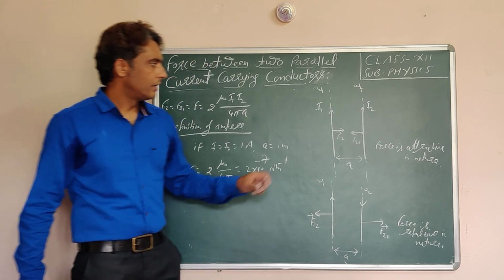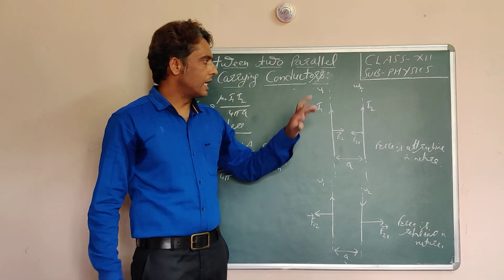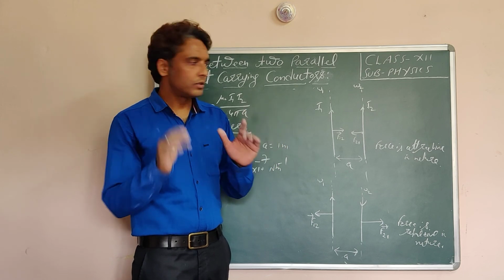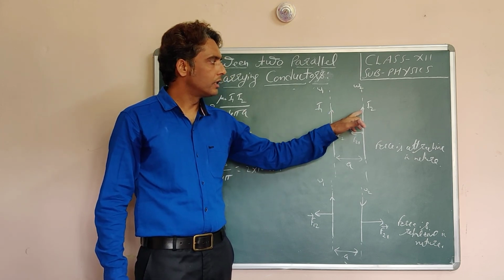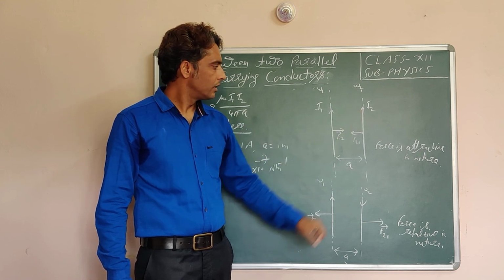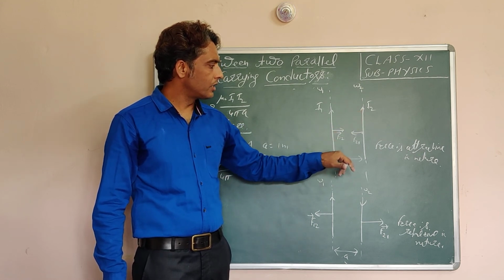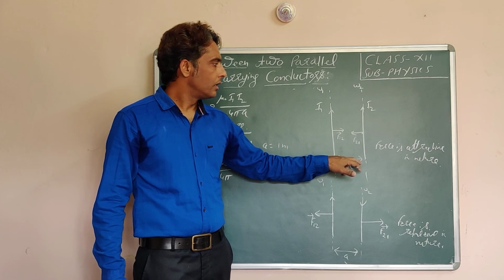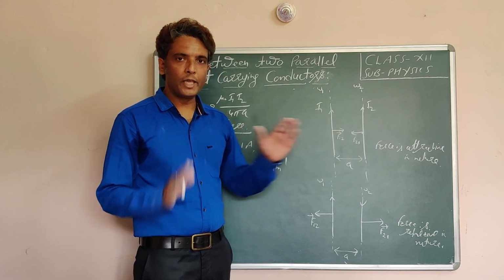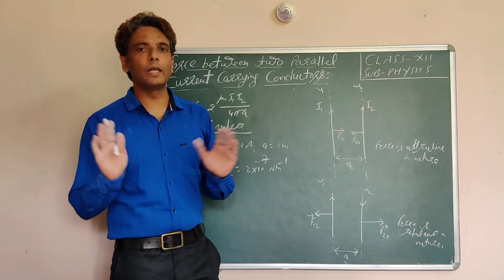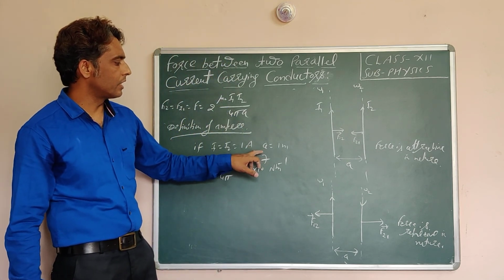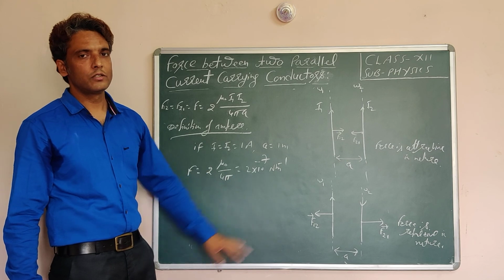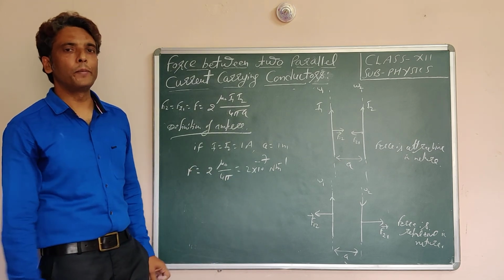So again, 1 ampere is that current which when flowing through each of two parallel conductors separated by a distance of 1 meter in vacuum makes them attract or repel each other with a force of 2 into 10 raised to the power minus 7 Newton per meter. So this is the definition of 1 ampere.